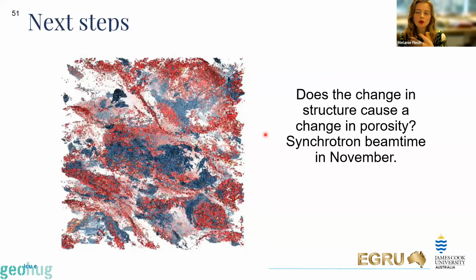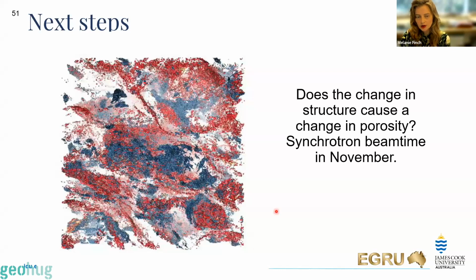With those rocks, we can go to the synchrotron and have a look at the porosity, and look at whether this change in structure during these reactivation or tectonic switching events actually causes a change in the porosity. What you can see here in this model is from another paper, and they've got all the pores outlined there in red, and you can see that they line up, they form sort of pore sheets. What we'll be able to do is see how the distribution of porosity changes and see how the permeability of that porosity changes during these switching events. So that's sort of the next step.